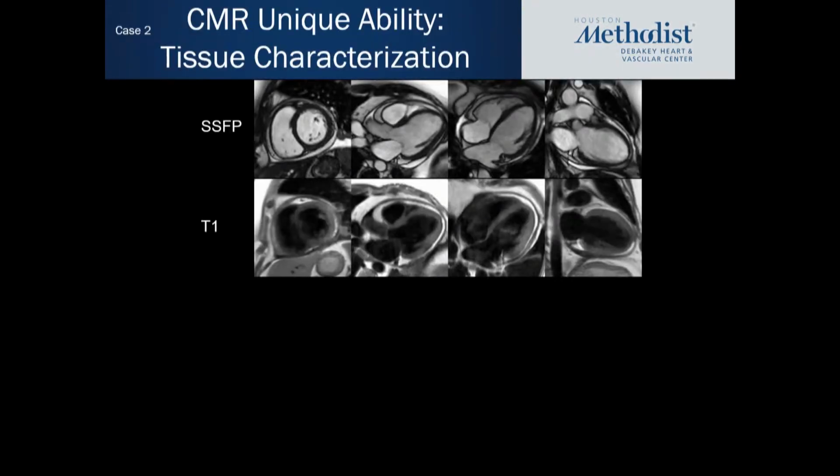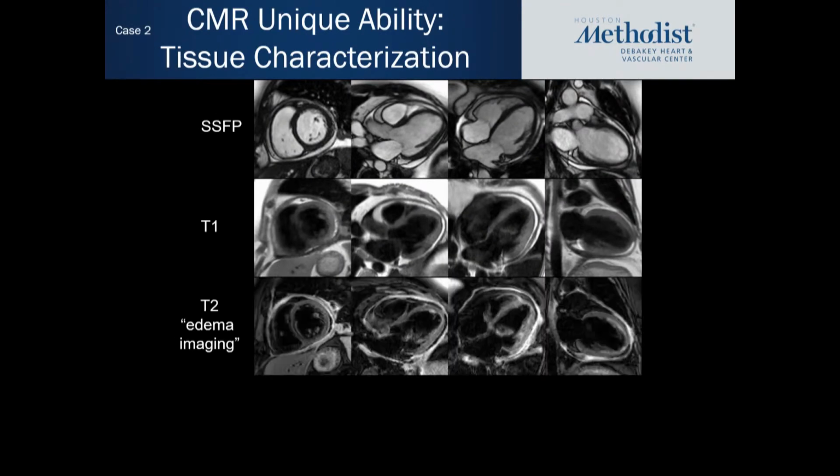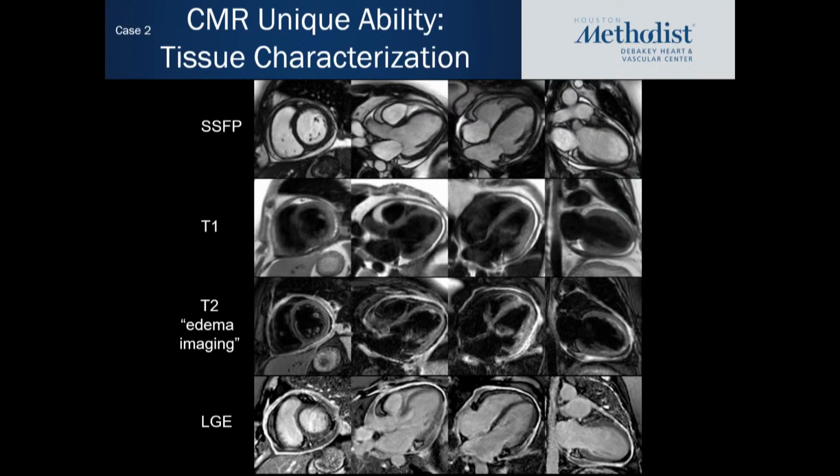Of course, tissue characterization is the strength. So when we look at our T2 imaging, which is our edema imaging, that same thickened area that you saw on T1, which is the pericardium, now lights up bright on T2 imaging, indicating it's swollen. And when you administer LGE, there is diffuse hyperenhancement of the pericardium, indicating an active inflammatory process.